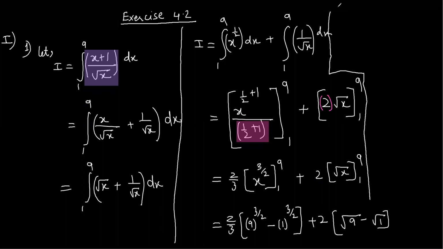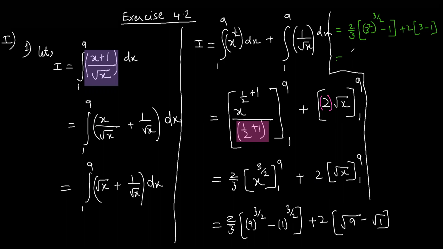So I'll get here 2 by 3. See, this is 9 raised to 3 by 2. Now 9 I can write as 3 square. So 3 square raised to 3 by 2 minus 1 raised to 3 by 2. You know 1 raised to any number is 1. Plus 2 times, and square root of 9 is 3, minus 1.